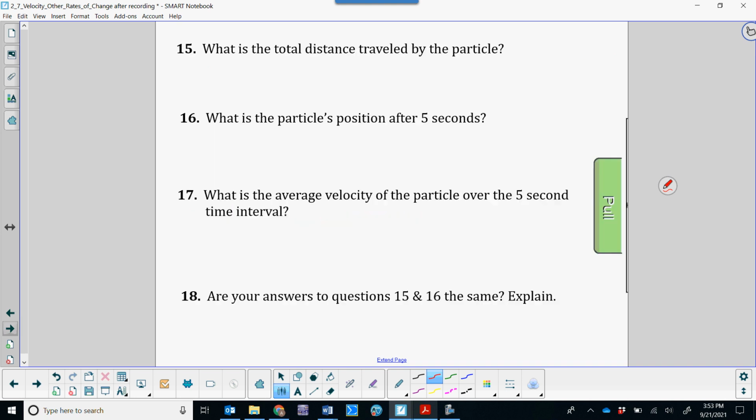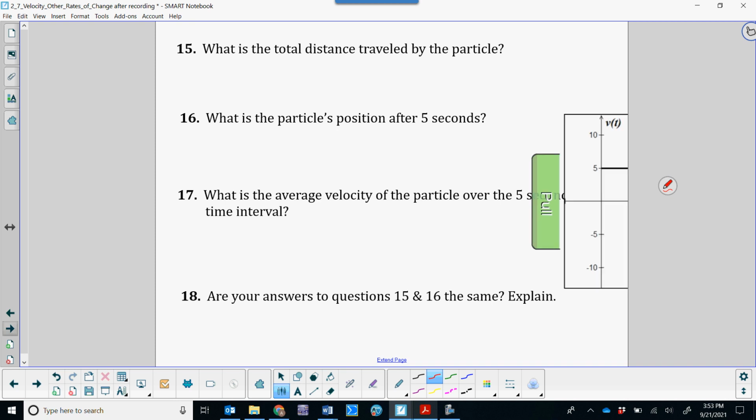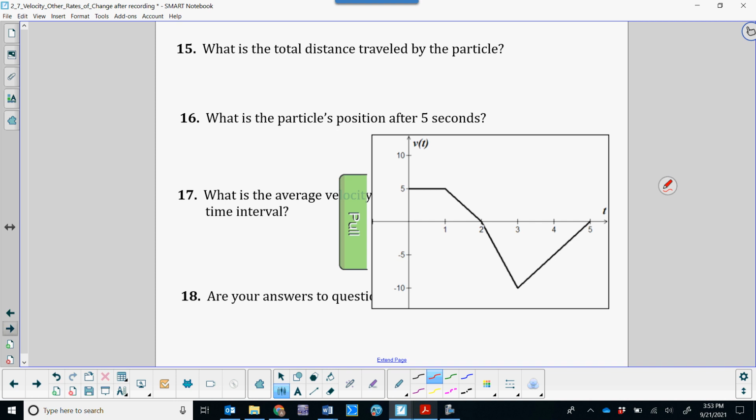15 is going to ask me what is the total distance traveled by the particle. So looking at our graph, we want to know the total distance traveled by our particle. Remember that distance traveled is the absolute value of the areas, or the area under the curve. We're going to ignore that some of it's underneath, because if it's underneath, technically it's negative. But we know this was 7.5 because we just found it.